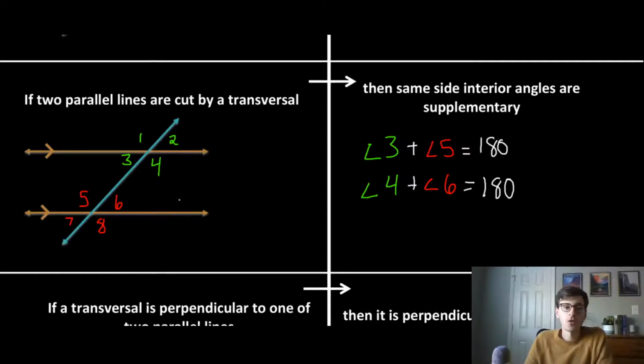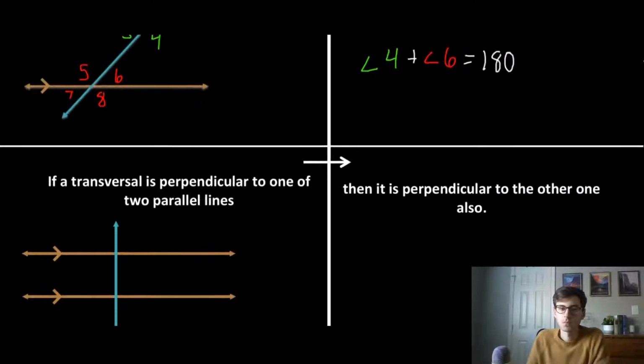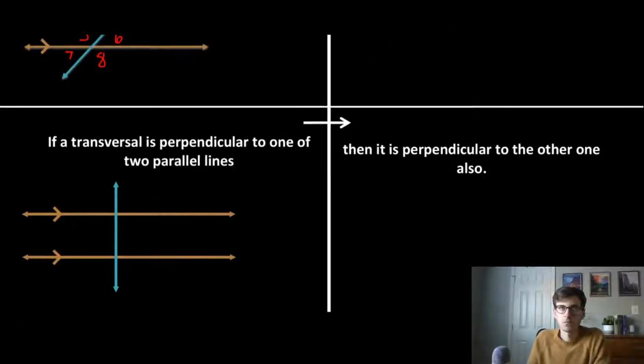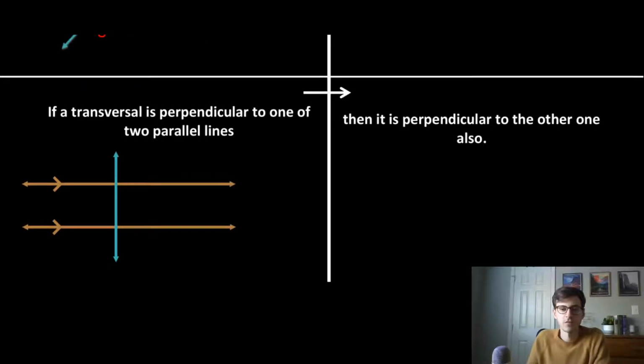Which again follows, if 8 and 6 are supplementary, and I know 4 is congruent to 8, then it follows that 4 and 6 would be supplementary. So this is all coming from that saying corresponding angles are congruent. And yeah, we'll leave it at that for now.